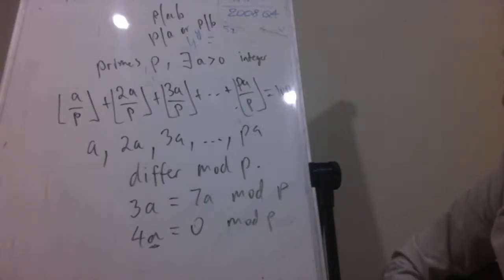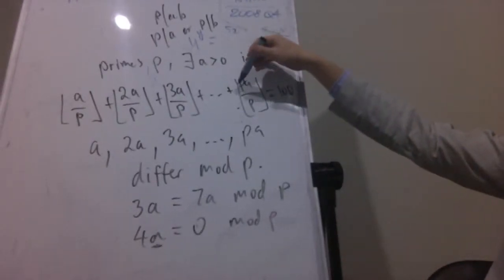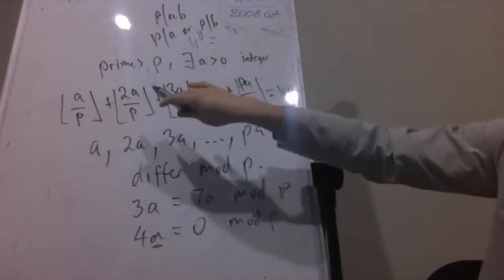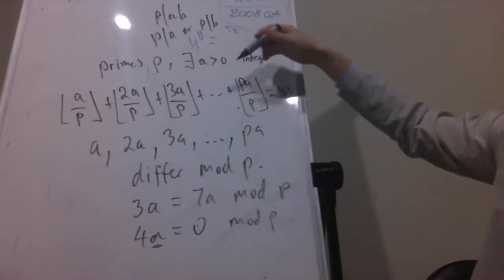Okay. So are we on the same page now? So if p divides a, it's easy, right? If p divides a, then there are no floors. That's an arithmetic sequence, and then it's equal to 100. We can find a formula and solve it. Yeah?